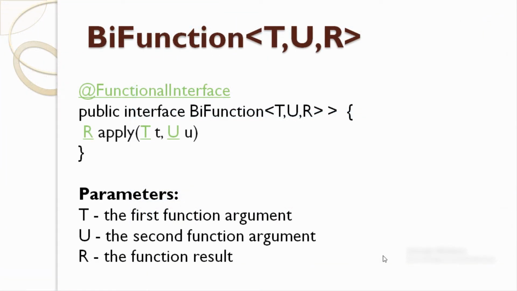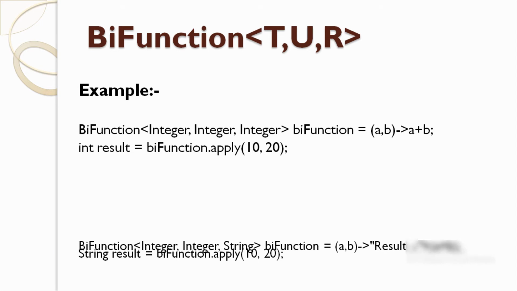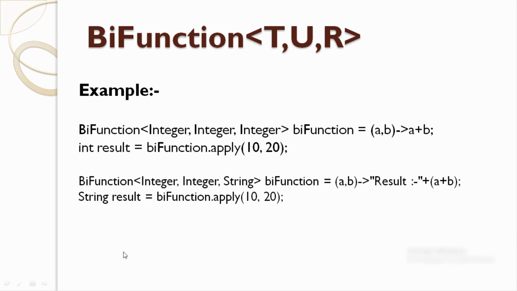Similarly, we have BiFunction. So now the function takes two arguments. Here T is the first argument, U is the second argument, and R is the return type of the function. So this is one example in which all three are integers. So we return the sum of the two. In this we have two arguments, first and second, but the return type is string. So the output should be string. So I am using string as a result. So let's run this example.